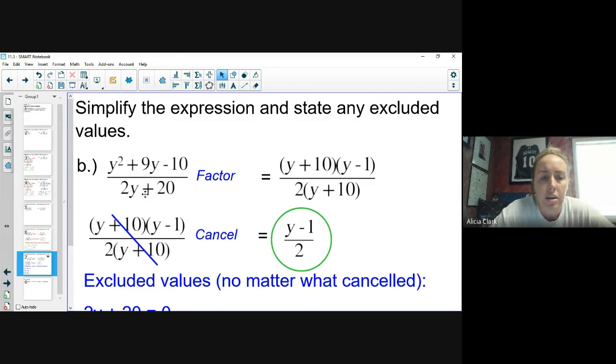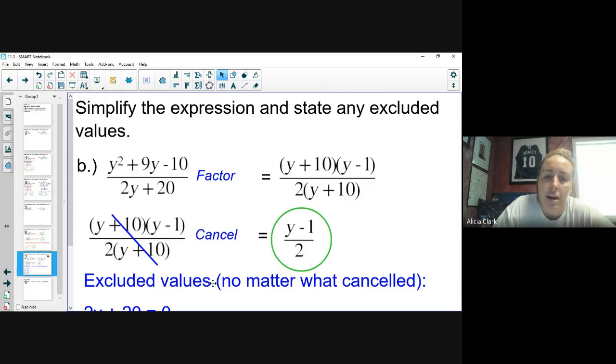In the denominator, I've got 2y plus 20. Again, that is going to be greatest common factor. Undo the distributive property there, and you're going to end up getting 2 times y plus 10. So again, looking for things that are like factors, which we see both of these have a y plus 10, so we're going to cancel those out. And so you're just left with y minus 1 over 2.